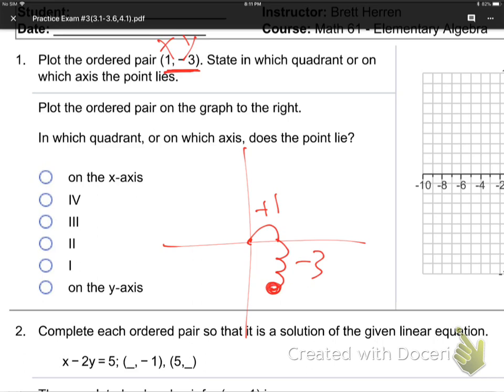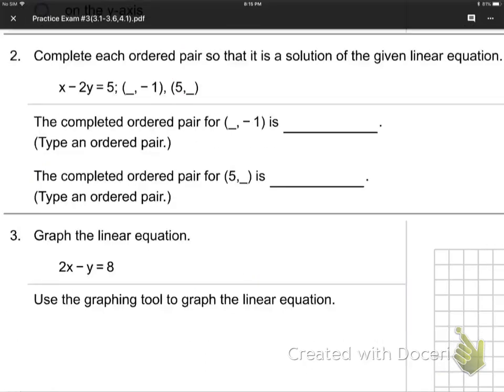So which quadrant is that? 4. Good. Y'all know that? This is 1, 2, 3, 4. Quadrant 4. Good? Did you just get the first question on the test right? That was the real test? We good? All right. Try number 2.